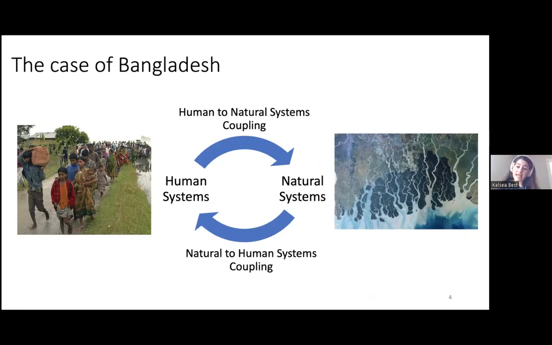And then on the human side of things, it's a very densely populated country with a population of more than 160 million people. And mobility is a really common way of life there, even without environmental stress, especially rural to urban migration for livelihood opportunities. So all of these things come together to make this a really interesting coupled human natural system to study.